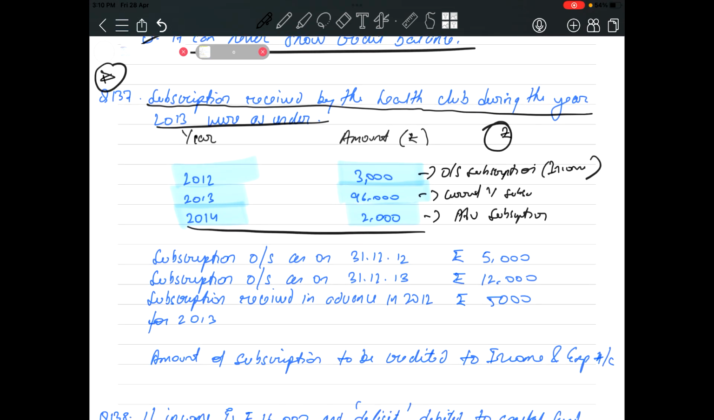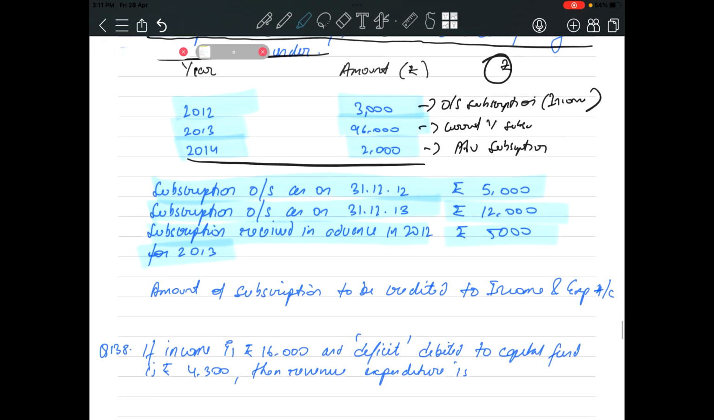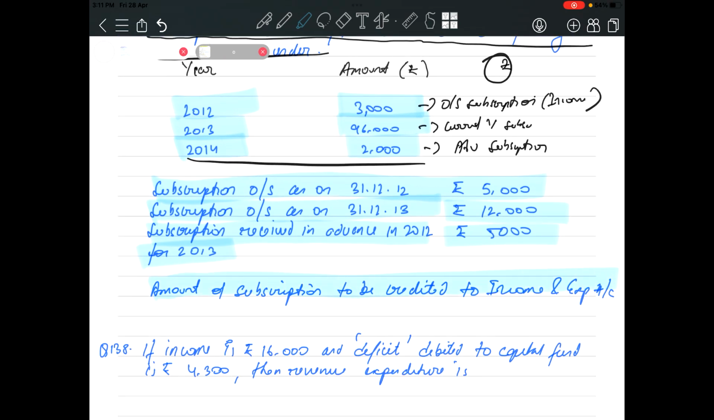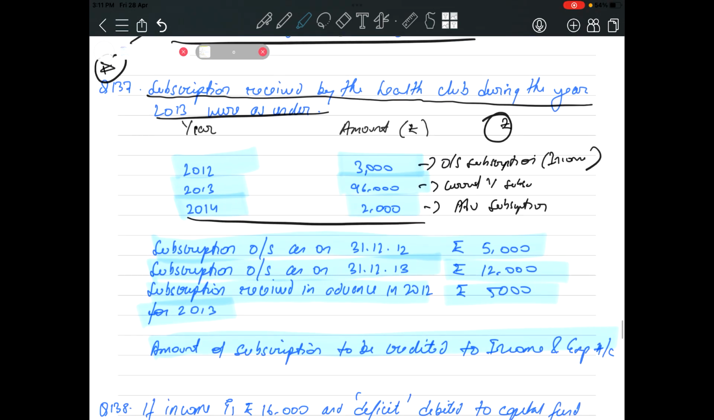Now let's read. Subscription outstanding as on 31st/12/2012 is 5,000 rupees. Subscription outstanding as on 31st/12/2013 is 12,000. Subscription received in advance in 2012 for 2013 is 5,000, okay. Now what is the requirement of the question? Amount of subscription to be credited to income and expenditure account, okay.